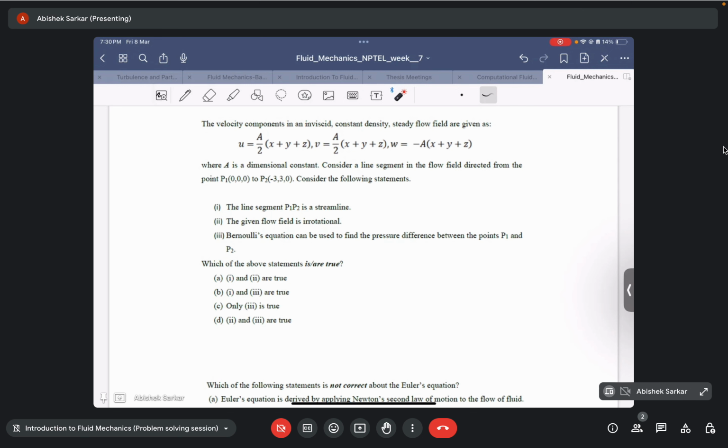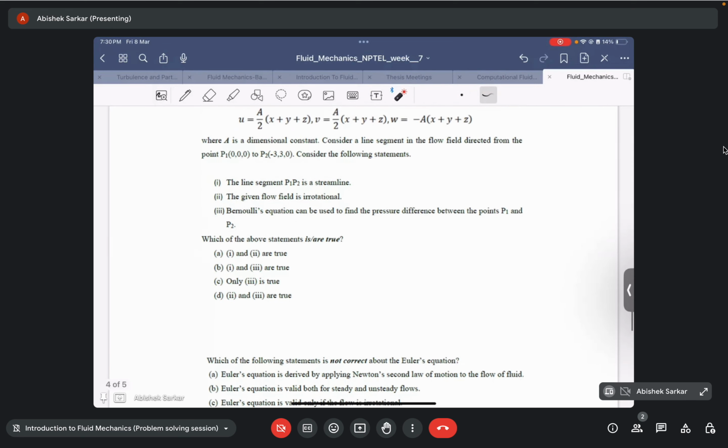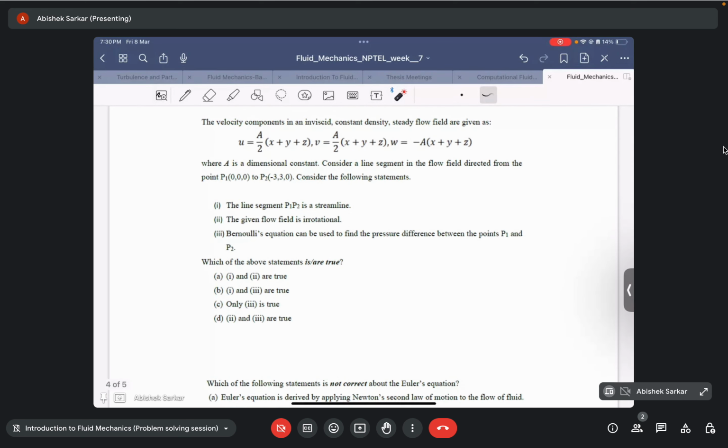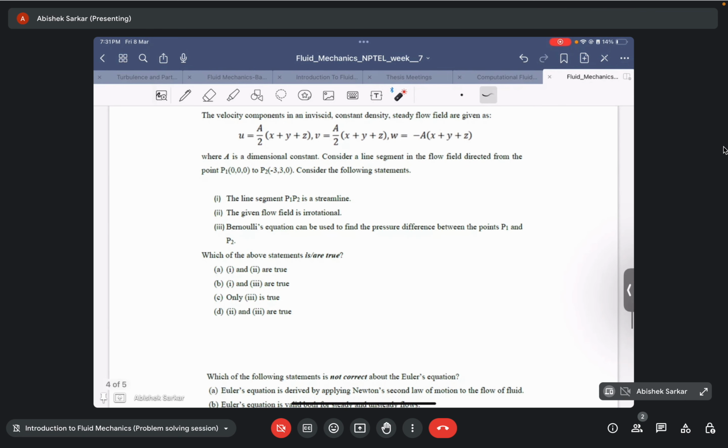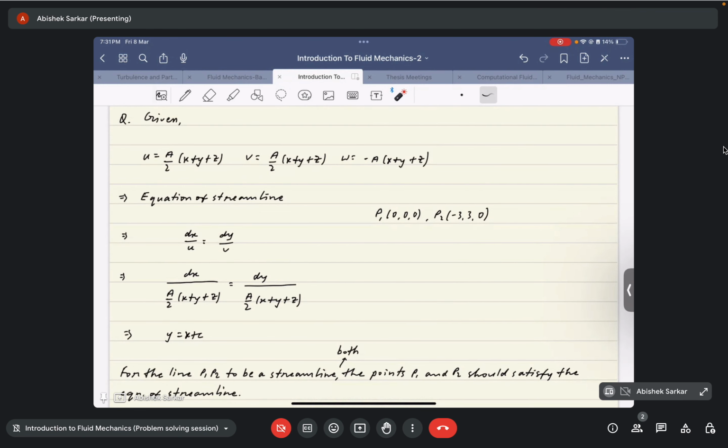Okay, so let us look into each of these statements individually and try to derive the condition so that we can see whether these statements are correct or not. Okay, so let us check the first statement. It is: line segment P1 P2 is a streamline. So to do that, let us just find the equation of streamline. From that we will get that dx by u is equal to dy by v.